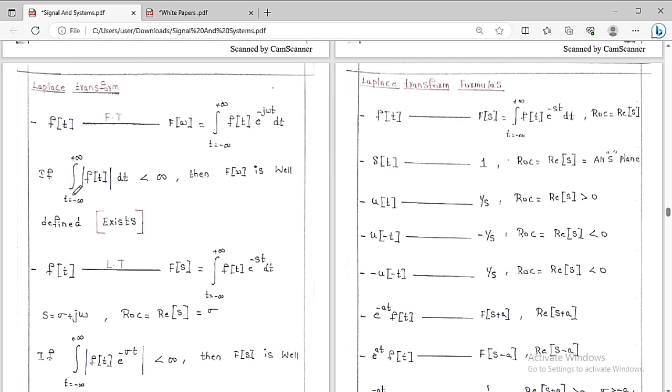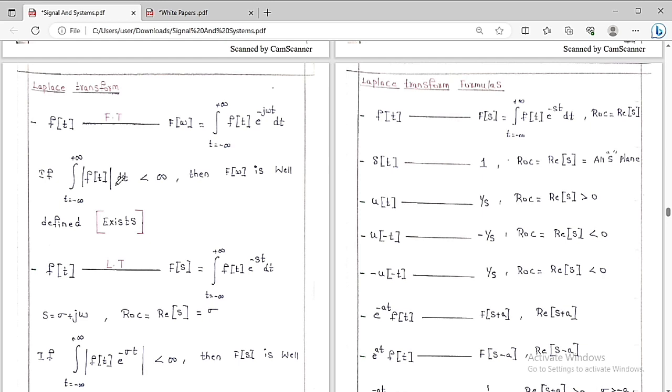Suppose the integration from t equal to minus infinity to plus infinity of mod of f of t dt is less than infinity. What is the meaning of this? If the signal f of t is absolutely integrable, absolutely integrable means take the modulus of f of t and then do the integration over time from minus infinity to plus infinity. If you are going to get a finite value, then F of omega is well defined. Well defined means it is defined for each and every value of omega in the range of minus infinity to plus infinity.